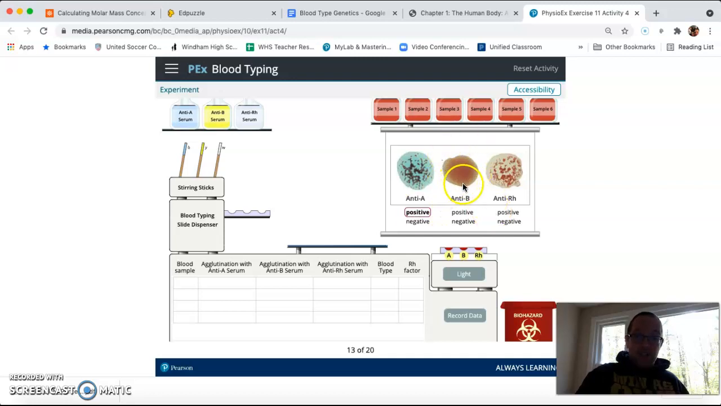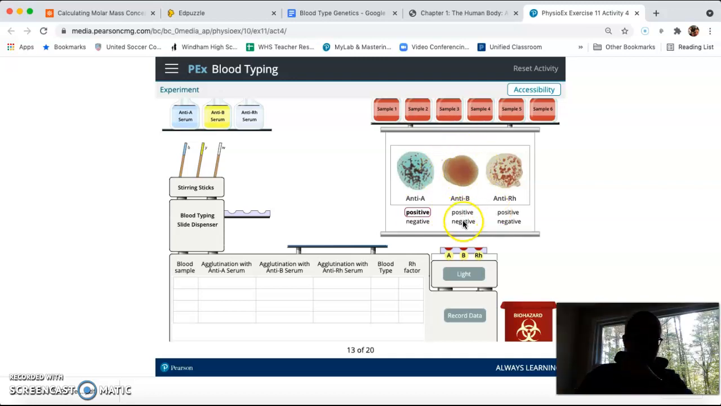If we go over to the anti-B space, we see that really it's just watered down blood. It's just antibodies mixed with blood and no reaction has occurred. So we would say that that's a negative reaction for the anti-B antibodies. With the anti-Rh antibodies, we see something similar to the first one.